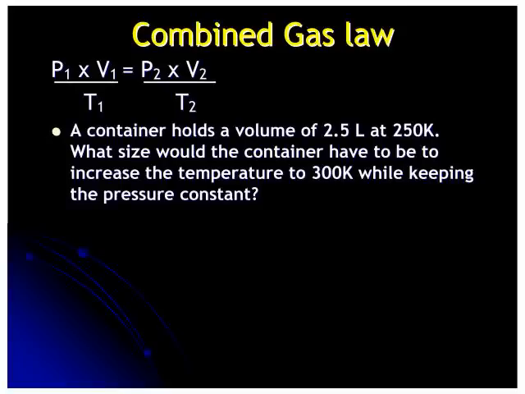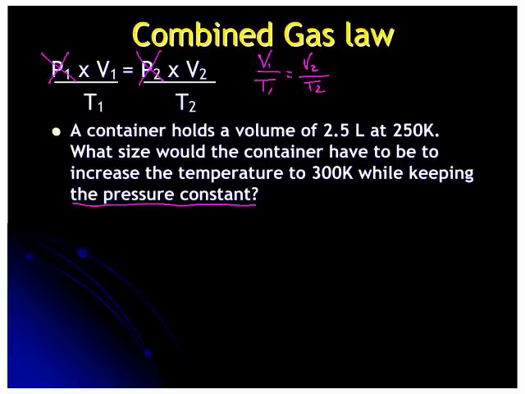Okay, let's do one here. A container holds a volume of 2.5 liters at 250 Kelvin. What size would the container have to be to increase the temperature to 300 Kelvin while keeping the pressure constant? Now, this is really important here. You're keeping the pressure constant. That means pressure is not going to be part of this problem, and you're left with V1 over T1 equals V2 divided by T2. Since pressure is constant, you're left with Charles' law.